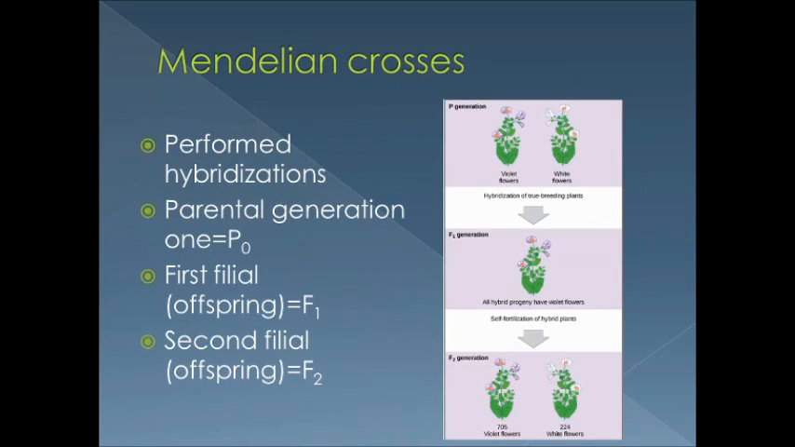So in his experiments, Mendel performed Mendelian crosses, or hybridizations, where he mated two true breeding individuals with different traits. For example, violet flowers with white flowers. The parental generation is known as P0. The first filial, or the first offspring of that parental generation, would be denoted F1, and the second filial, or the offspring of that F1 generation, would then be F2.